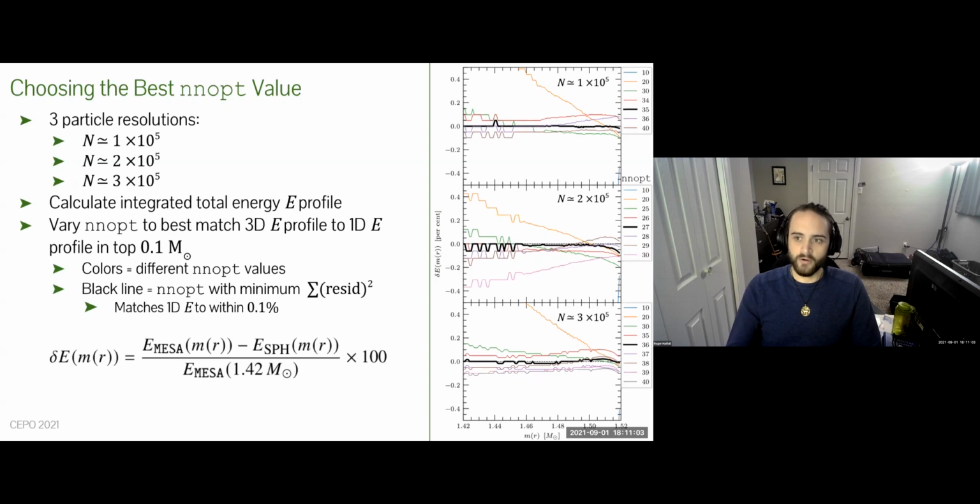On the right here, I show in many different colors the different values of NNopt and the integrated energy profiles. It's actually the residuals, the 3D minus the 1D. In black are highlighted the optimal choices for NNopt that we found. These are the ones that minimize the sum of the squared residuals. We find that our optimal models match the 1D to within 0.1%.